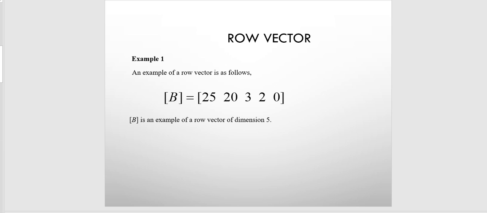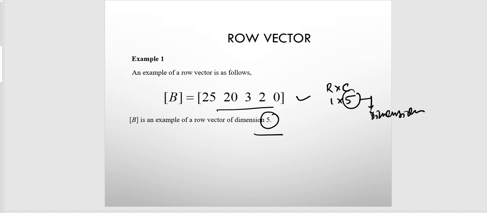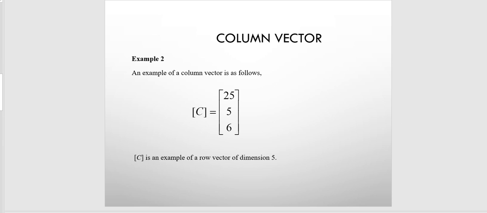Next we can go to a row vector. It's an example of a row vector with dimension 5. So it's a row into column, 5 columns are here, 1 into 5. So this mentions the dimension of the vector. The column vector is an example in this way.